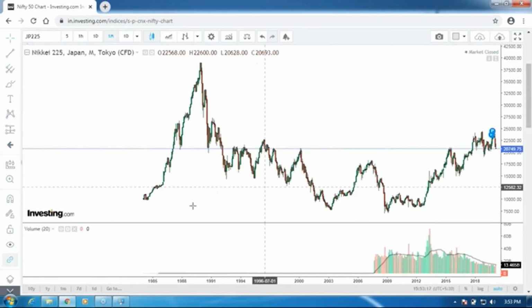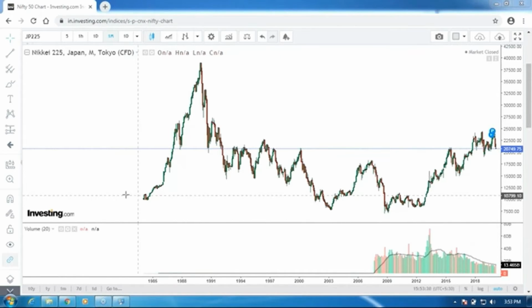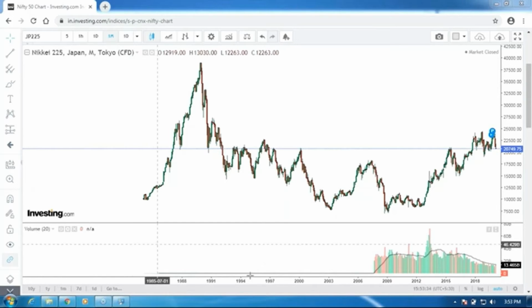And Nikkei 225 started its journey in the 1980s. Now, once this fills up, you will see the data from the past. And in 1980, I think it was at 4,000 or something, or probably even lower. I don't remember the level where it started. But in 1993, it made a top of 40,000.